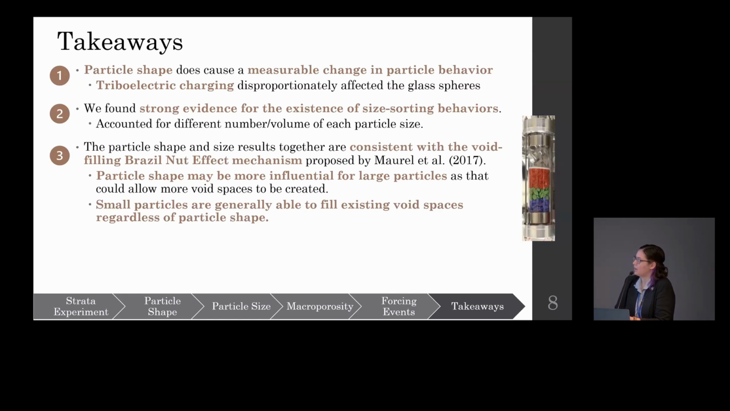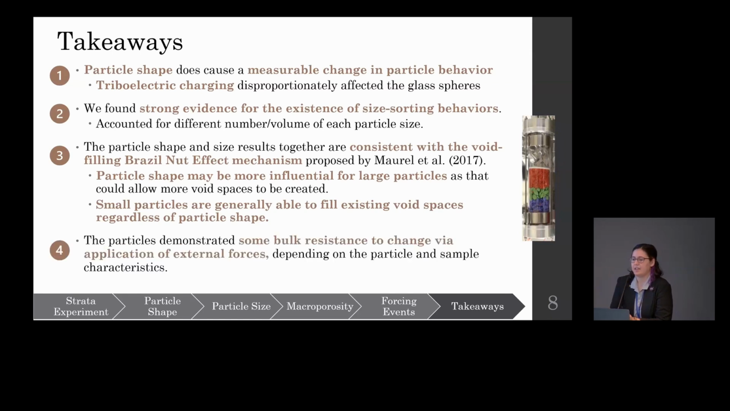The other thing that we're seeing is that the particles can demonstrate some sort of bulk resistance to change when external forces are applied. But that amount of resistance and the resulting change is dependent on the particle characteristics, like the shape, and on the sample characteristics, like that macroporosity, which is higher in the shards.